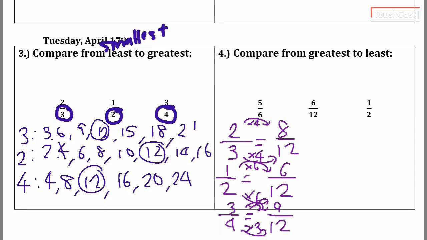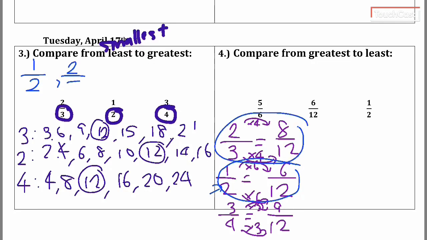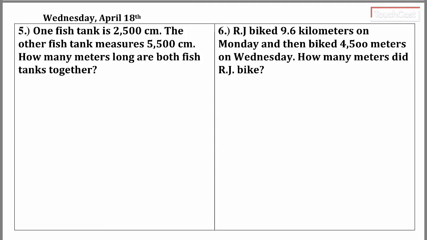All right, so we need to compare from the smallest to the greatest. I'm now going to rewrite them from the smallest fraction. This is my smallest, 1/2. Remember to write the original fraction, not the new 6/12. Now, this is my next smallest, 2/3. And now 3/4 is my third smallest, or the biggest. Done. All right, friends, moving on to number 5.